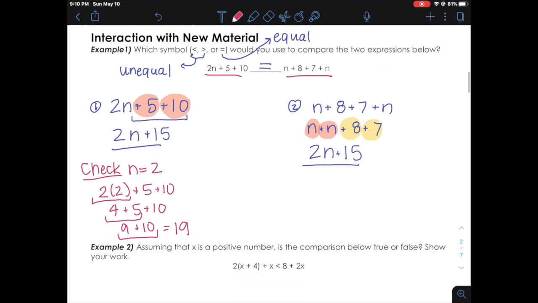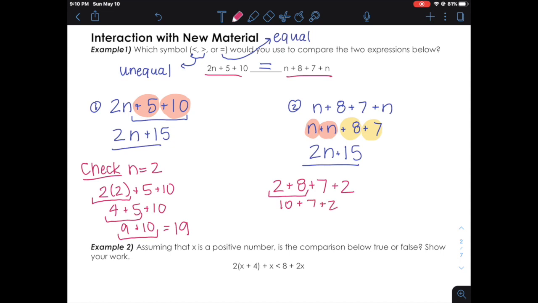Let's check the second expression. So we had n plus 8 plus 7 plus n. So we got to replace the n with the number 2. So 2 plus 8 plus 7 plus 2. So let's add these up. If we get the same answer, then we proved our original work correct and we can move on.